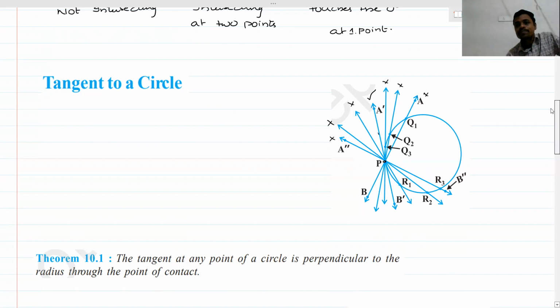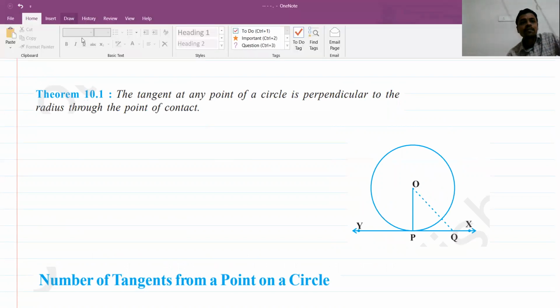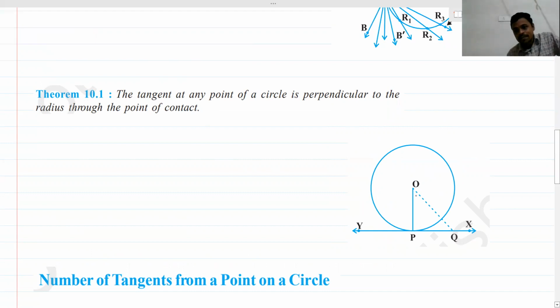Now see here, the theorem is here. The tangent at any point of a circle is perpendicular to the radius through the point of contact. So this is the tangent, XY is the tangent, and P is the point of contact. We have drawn only one tangent through this one point.